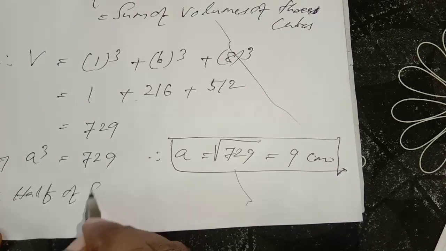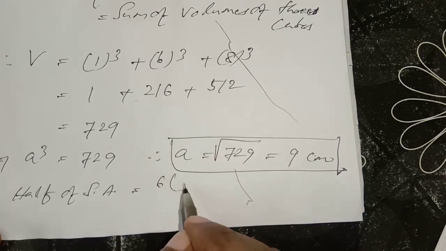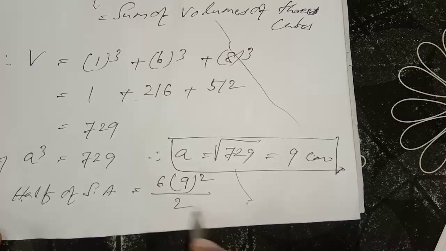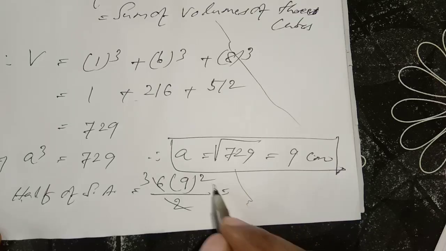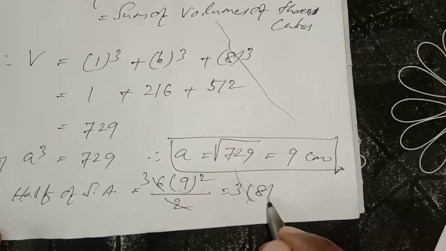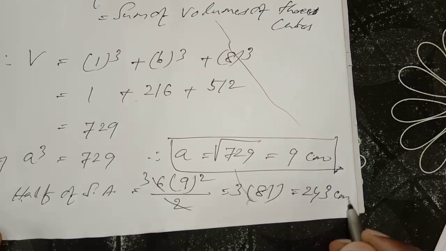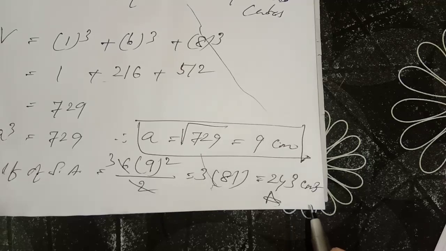Half of surface area. That means the surface area formula is 6 into side whole square. Total surface area, half means divided by 2. So this will be cancelled. 3. The 9 whole square is what? 81. 3 into 81, how much are you getting? 243 centimeters square. Okay. This is the answer of part 6.